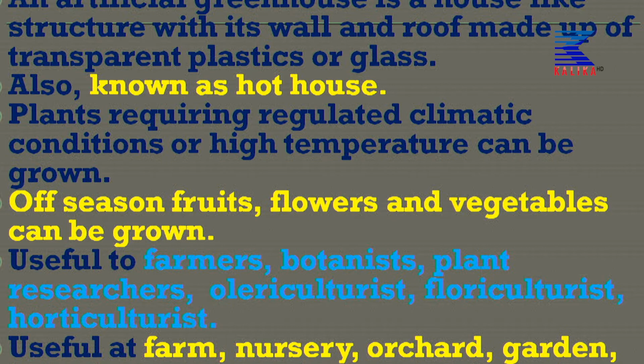So, a greenhouse is an artificial or maybe natural. So, let's talk about artificial first of all. It's a house-like structure with its wall and roof made up of transparent plastics or glass. This is also known as the hothouse. Plants requiring regulated climatic conditions or high temperature can be grown in it. Up-season fruits, flowers, vegetables can be grown in it.